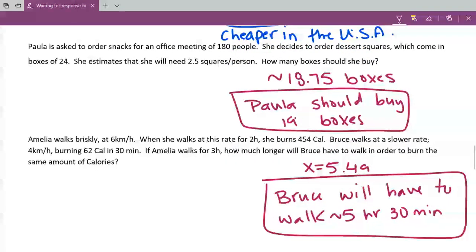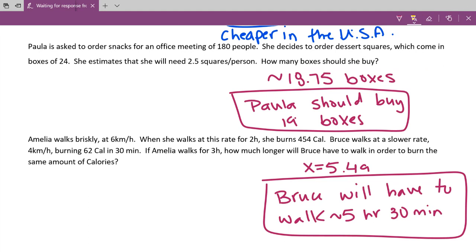In the second example, Paula, if she's feeding each person 2.5 squares, we need about 18.75, which we want to round up, right? You don't want to short anyone. They're desserts. That could be a dangerous game. So I'd recommend buying 19 boxes to be able to feed the whole office.